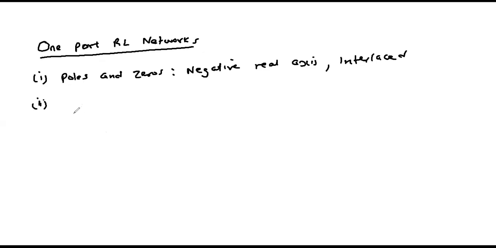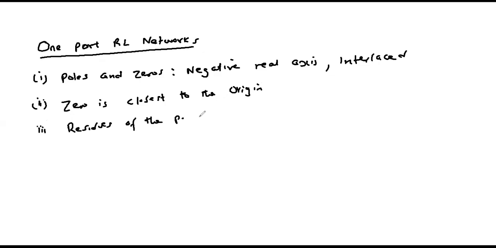Number two, the singularity that is closest to the origin is a zero. A zero is closest to the origin. And lastly, all the residuals of the poles must be real and negative.